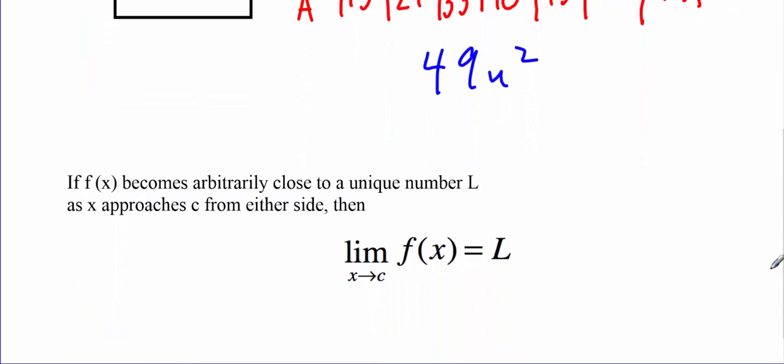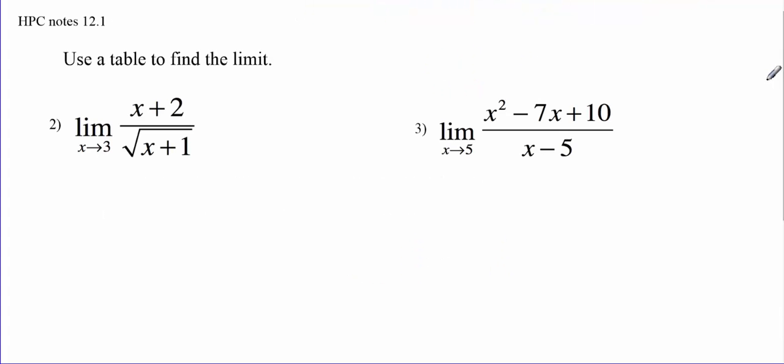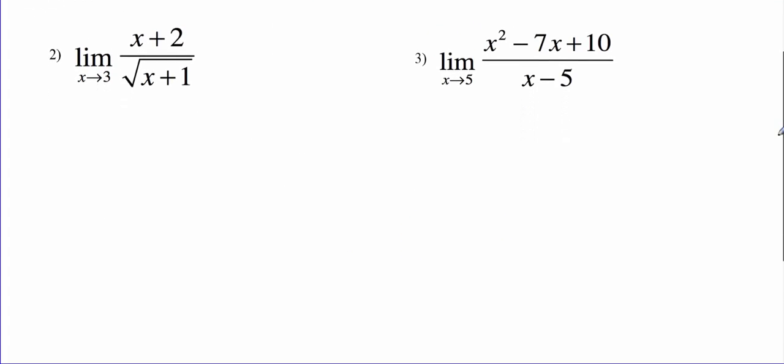Alright, so the definition of a limit is connected to this in some ways. If f of x becomes arbitrarily close to a unique number L as x approaches c from either side, that means from both the left and the right, then the limit of the function as x approaches c is L. So we're going to put that concept into practice here.